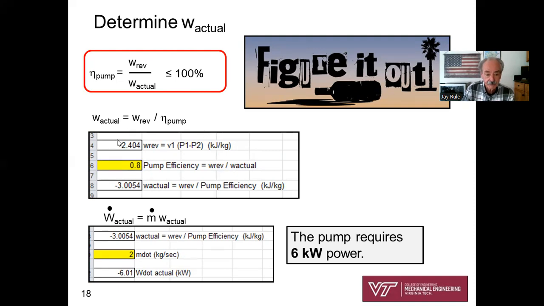All right, so let's do the numerics. We just found work reversible. We've got 80% pump efficiency, and so the actual work needed to pump the fluid is -3 kilojoules per kilogram. Does that make sense? Well, negative, yes, and it's more negative than the reversible. It all makes sense. We will apply our mass flow, 2 kilograms per second, to kilojoules per kilogram to get -6 kilowatts. So in a test situation, to provide great clarity on what you're trying to say as an engineer, write out the sentence: the pump requires 6 kilowatts of power.